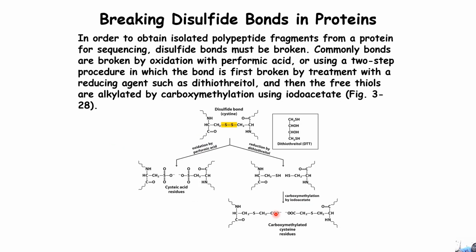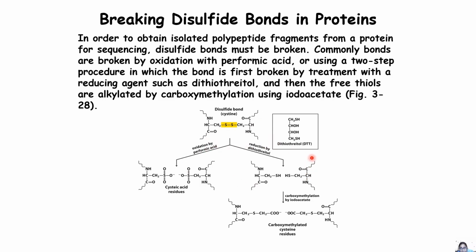Now, how do we break disulfide bonds in proteins? In order to obtain isolated polypeptide fragments from a protein for sequencing, disulfide bonds must be broken. Commonly, bonds are broken by oxidation with performic acid, or using a two-step procedure in which the bond is first broken by treatment with a reducing agent such as dithiothreitol, and then the free thiols are alkylated by carboxymethylation using iodoacetate. This is a disulfide bond, and there will be oxidation with performic acid and reduction by dithiothreitol.